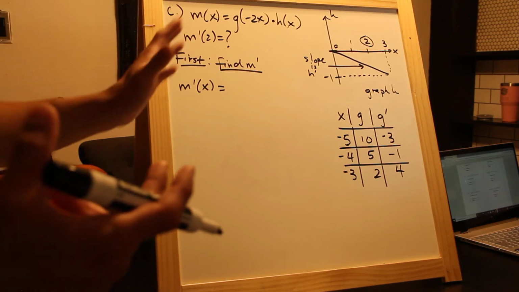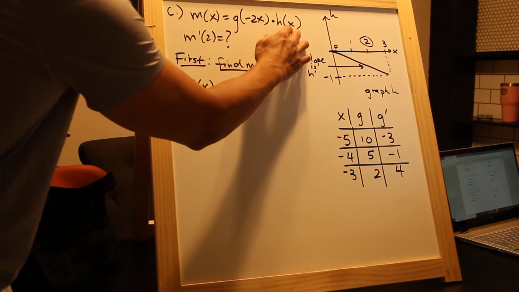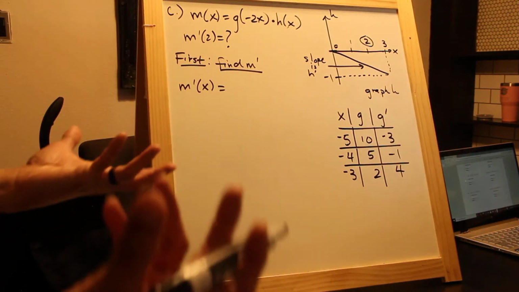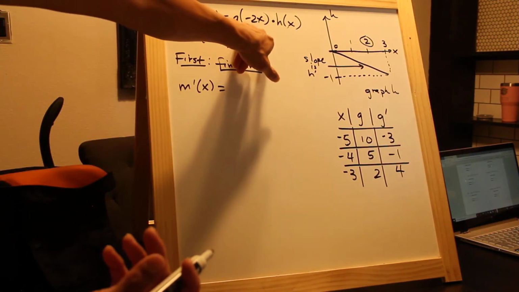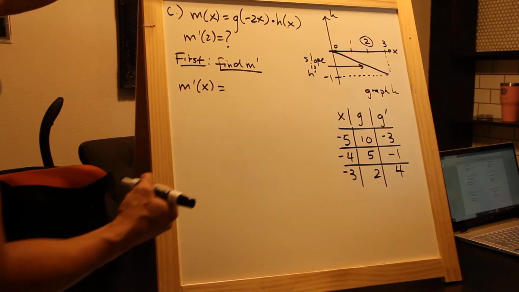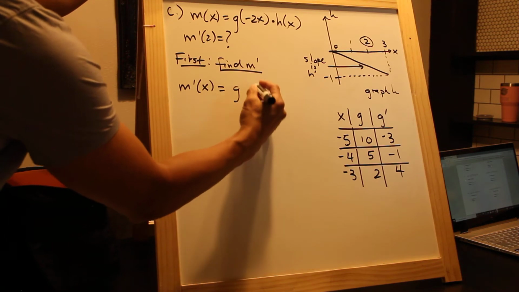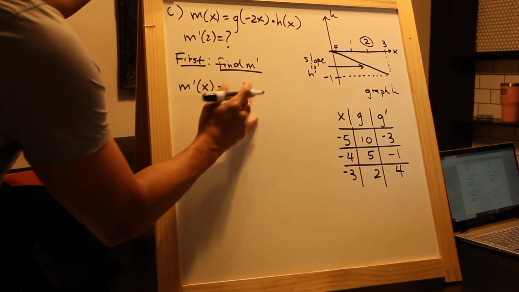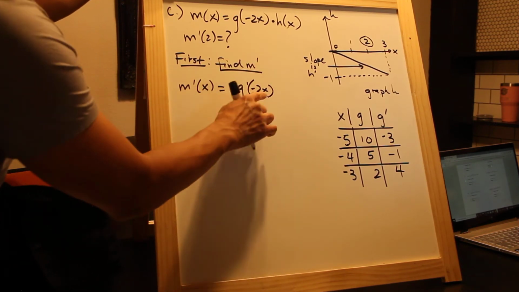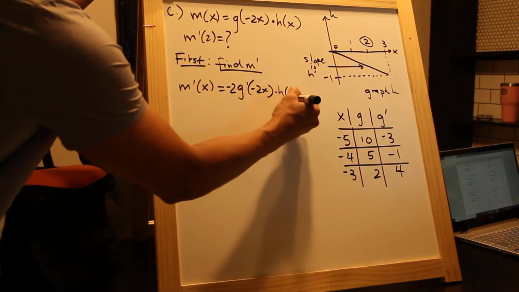So the product rule is pretty cool because it doesn't matter if I take the derivative of this first or I take the derivative of this first. Since it's the addition of two derivatives together, it doesn't matter which sequence. Okay, so I'm going to go ahead and take the derivative of g of negative 2x. Just like in part B, I had to do the chain rule. I'm doing the chain rule here. So the derivative of this function will be g prime of negative 2x, then the derivative of negative 2x is just negative 2, times h of x.